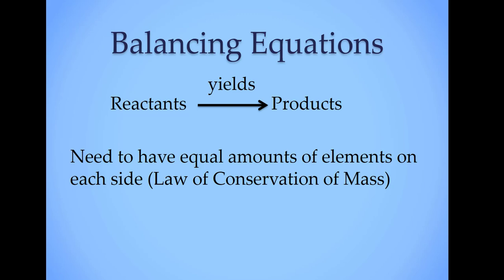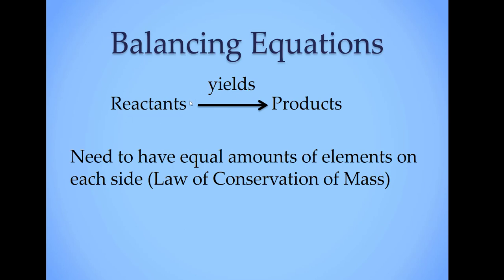Let's talk about balancing equations. An equation is used for when a chemical reaction has taken place, and it represents the compounds and elements that have reacted together and that have broken bonds and made bonds and produced products. And so the general reaction here is that reactants yields products. And we use this little arrow to represent yields.